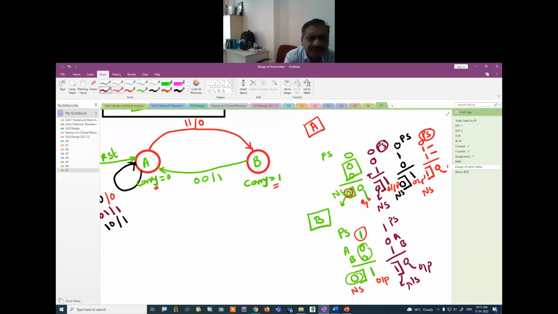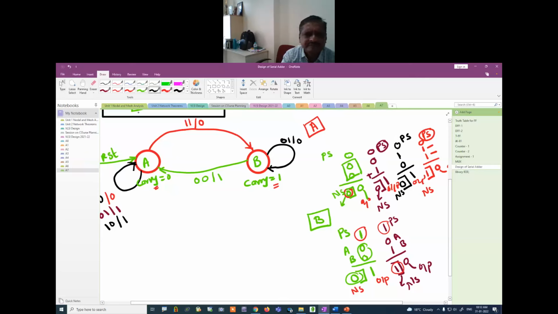Now look here. What is the present state? Present state is carry one. What is the next state? Next state is also carry one. It means we are going to remain in the same state when we are in the B state. Inputs are 0, 1. Output will be 0 and we will be in the same state. That I am trying to say here. When we are in the B state, input is 0, 1. What will be the output? Output will be 0. What is the next state? Next state is nothing but carry. Carry is equal to 1, means we will remain in the same state. That is what I mean to say. Is it right? We will remain in the same state.